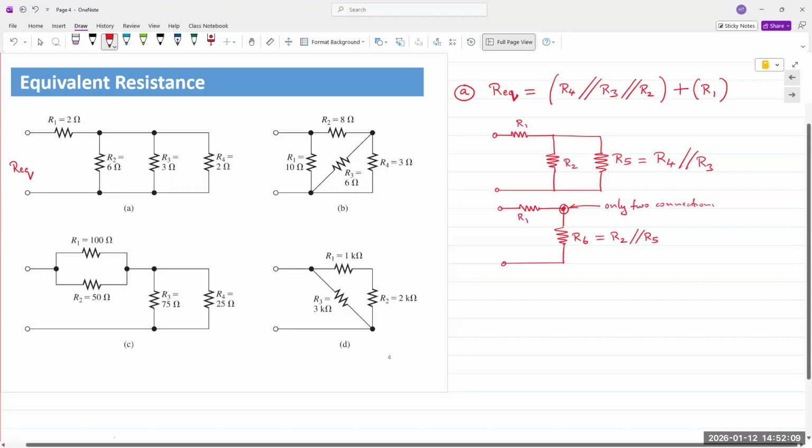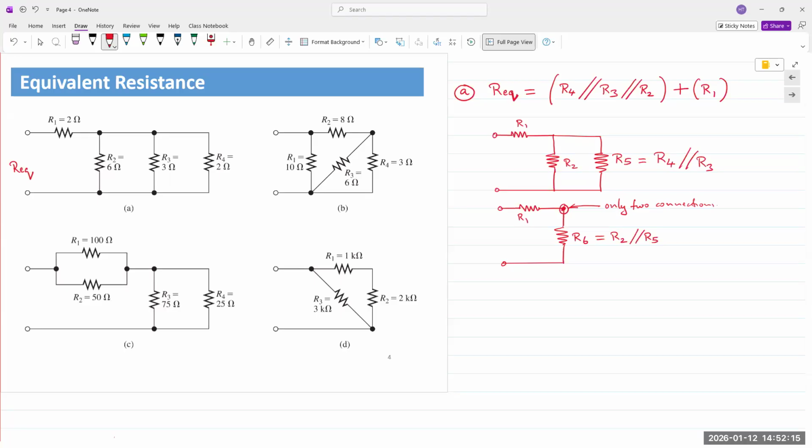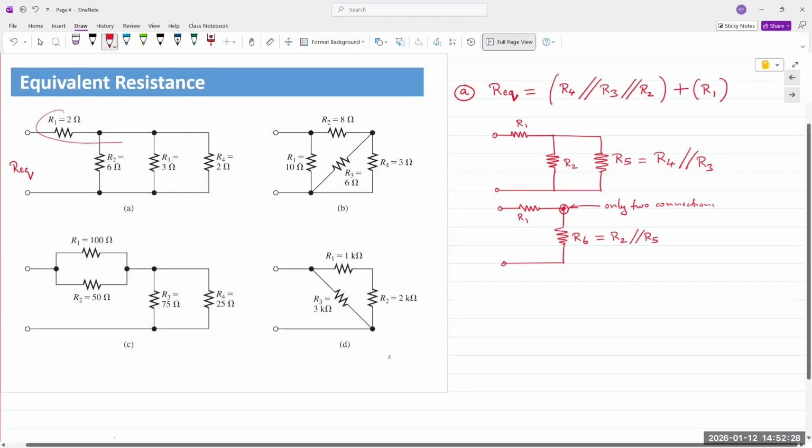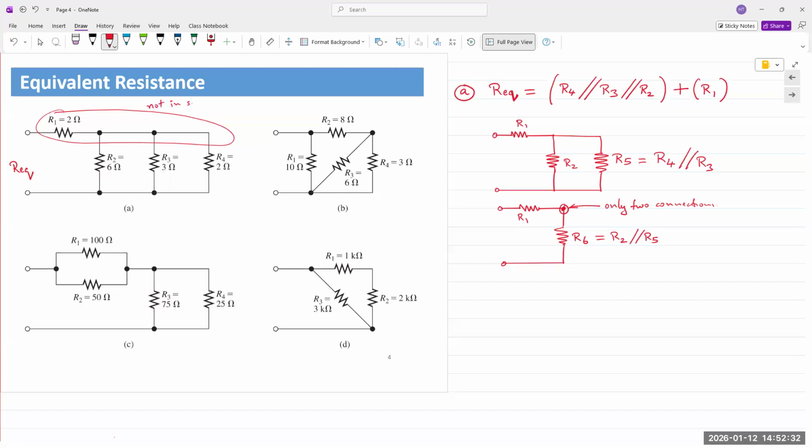And because there's only 2 connections or 2 resistors, we can say both R1 and R6 are in series. Even though when we look at the circuit, it seems as if this is not in series.